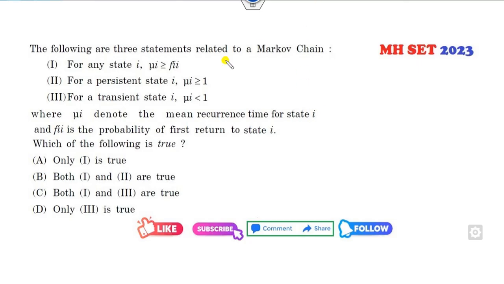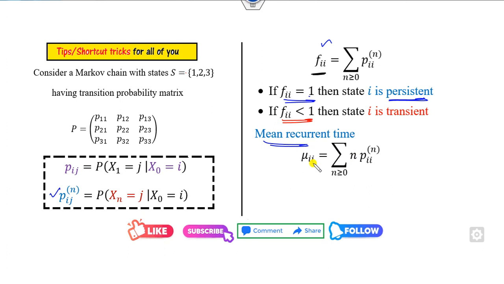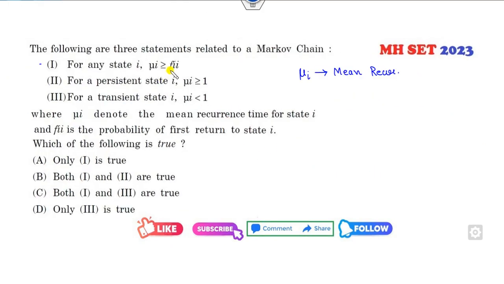Okay, consider the Markov chain for any state I. First one is the obvious C. What is the mu I? That is the mean recurrent time. If you remember, the mean recurrent time is always greater than this probability, and this is the same case. Fine. So the first one is obviously the correct option, and only 3 will definitely be the wrong answer. But anyhow, I will prove that also.